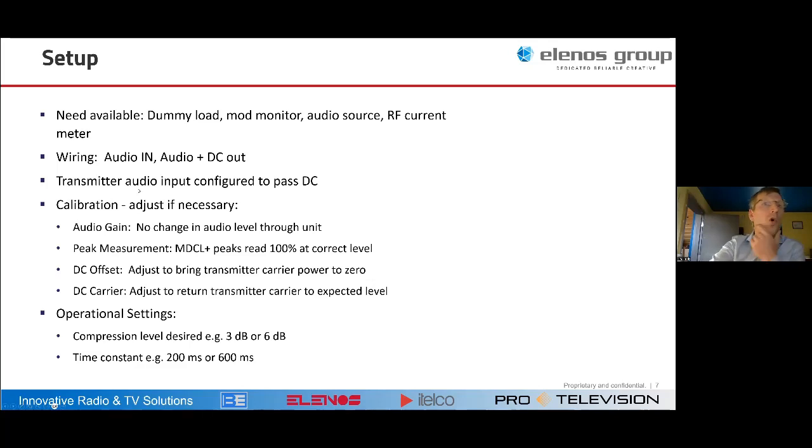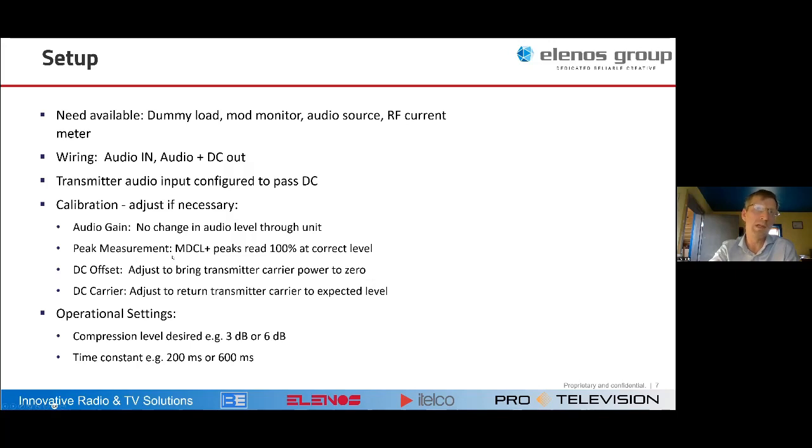Then, yeah, with an older transmitter, that's where you'd have to get your soldering iron out to bypass that high pass filter that's there. Then once you've got it all set up from a hardware perspective, there's a calibration procedure, and there's essentially 4 adjustments in the unit. One adjustment is just the audio gain, and you just want to confirm that the audio levels in and out have not changed.